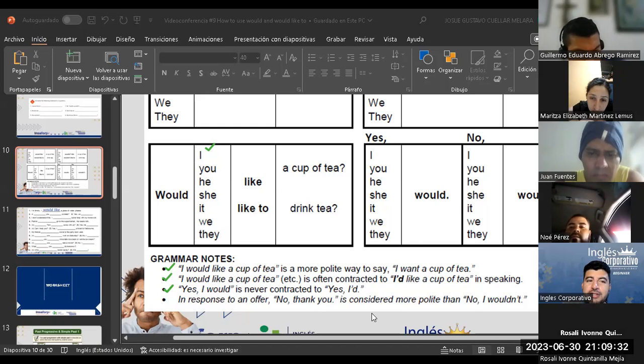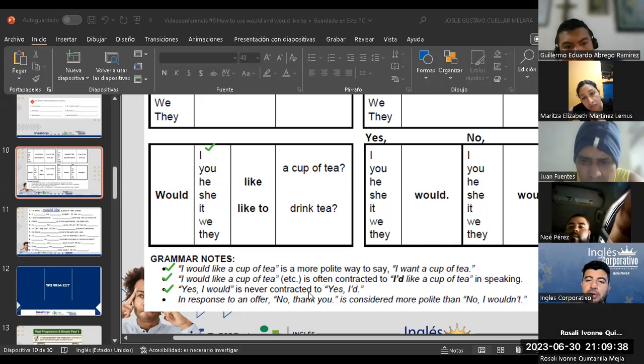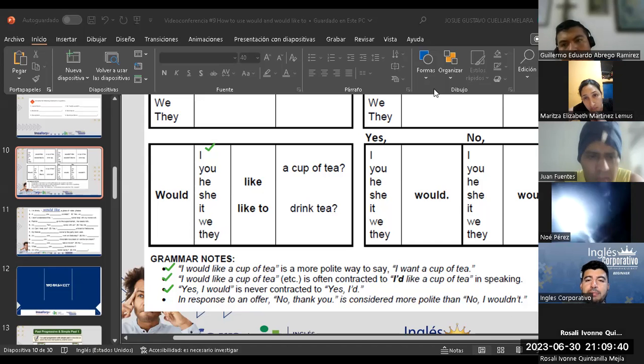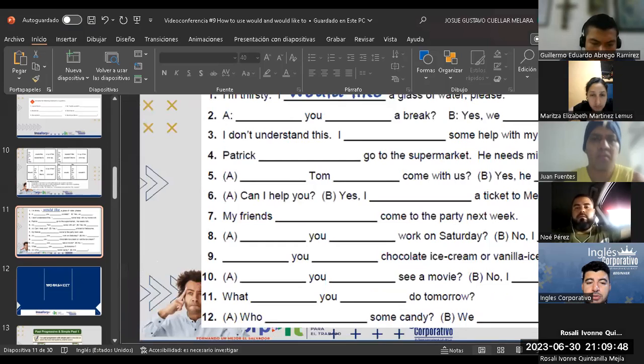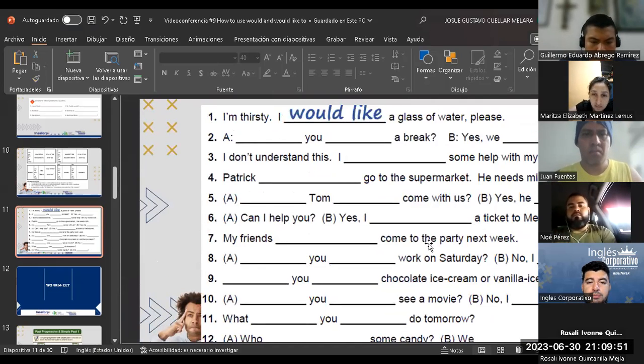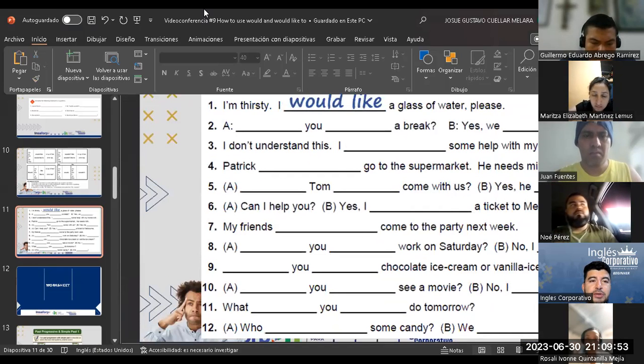Entonces, cuando le ofrecen algo, would you like some coffee? ¿Quieren algo de café? No, thank you. ¿Verdad? Es mejor que decir no, I wouldn't. Okay. Well, now here we have some exercises. Tenemos unos ejercicios acá. Okay. So, what are we going to do? Please, maybe we can have a screenshot, una captura de pantalla con estos, utilizando el would like.